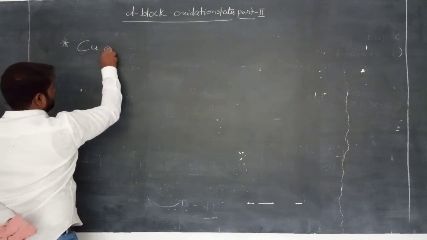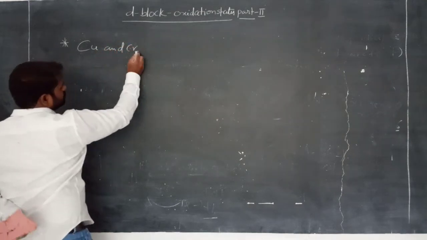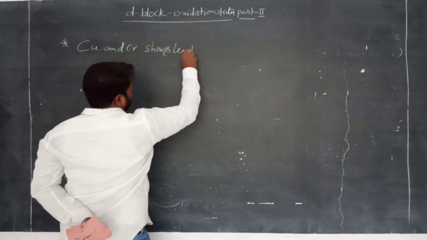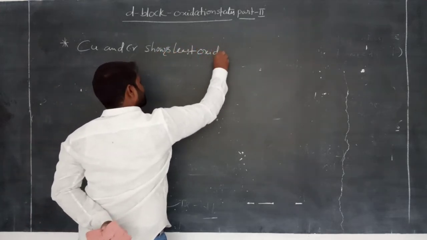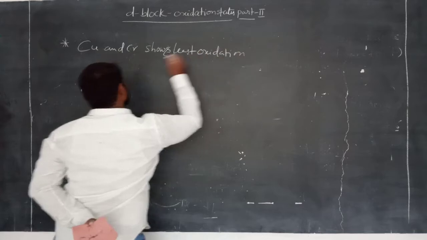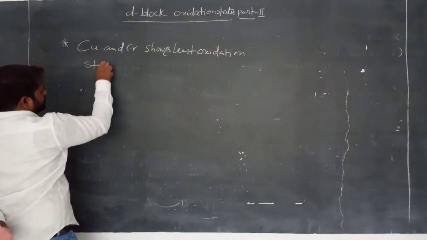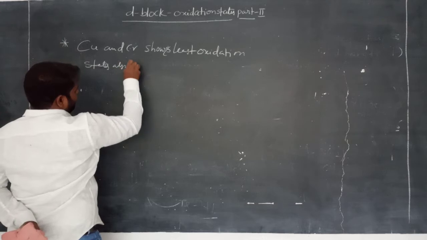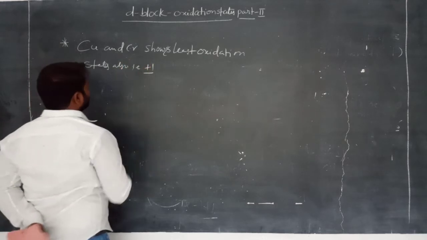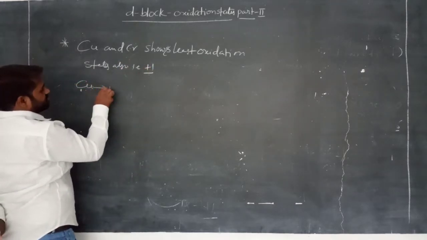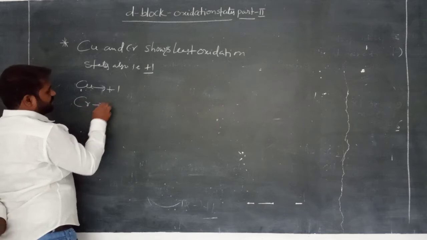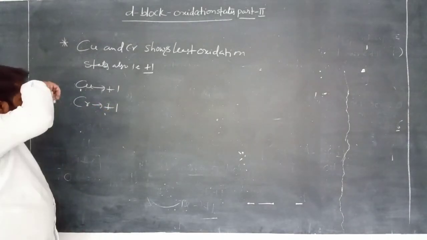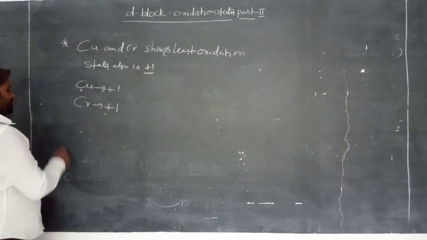Copper and chromium show the least oxidation state also, that is +1. Both exhibit it. Copper can exhibit +1 and chromium can also exhibit +1. That is the least oxidation state in the transition elements.